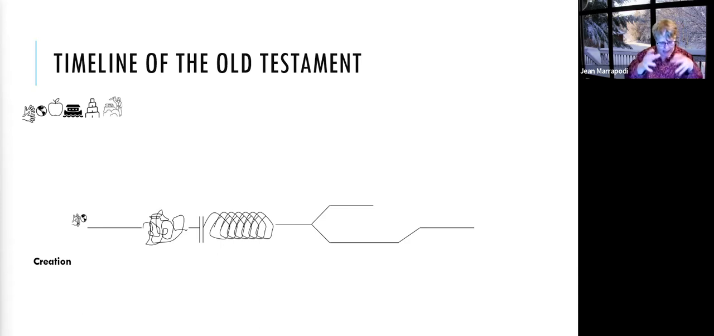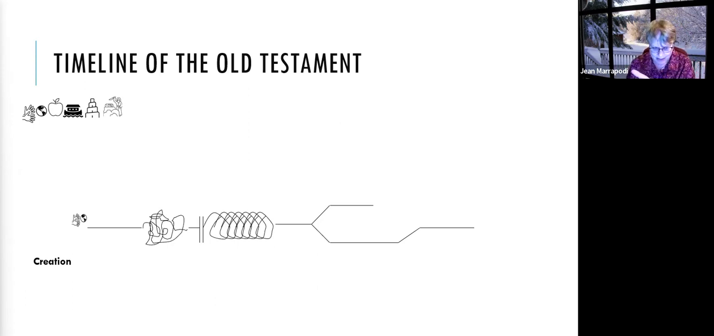And then the story goes from focusing on the whole world to focusing on one particular guy, and his name is Abram, and God changes his name to Abraham. And he makes some promises to him. He said, I'm going to give you all this land. I'm going to make a great nation from you. I'm going to be with you wherever you go. And he makes a bunch of promises.